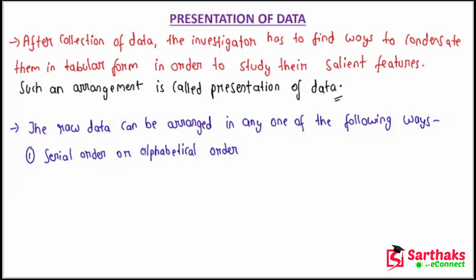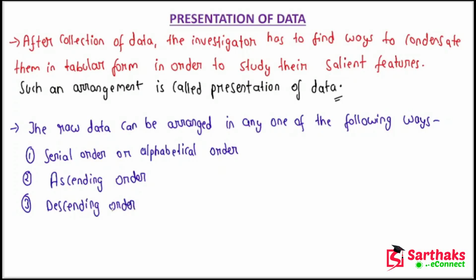So you can arrange the data in serial or alphabetical order, or very simple, if the data is numerical, you can arrange in ascending order, right? You can arrange the data in ascending order. That is also one way. It would be a bit easier to read than this particular raw data. Okay, you can arrange them in descending order. Okay, that can also be your requirement. You can arrange them in descending order.